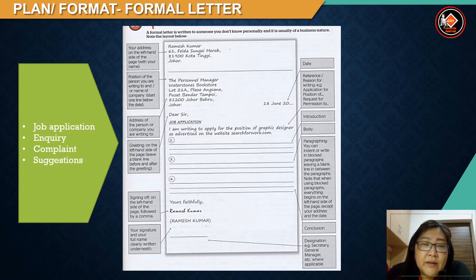So there are paragraph 2, 3, and also 4. Okay, and then after that, you can write your closing or your conclusion. And then don't forget to sign off. You can write yours faithfully or yours sincerely, and then sign your name, Ramesh Kumar. And then don't forget that you have to write your full name clearly. Okay, and they are in uppercase or capital letters, Ramesh Kumar. So this is the format for formal letter.